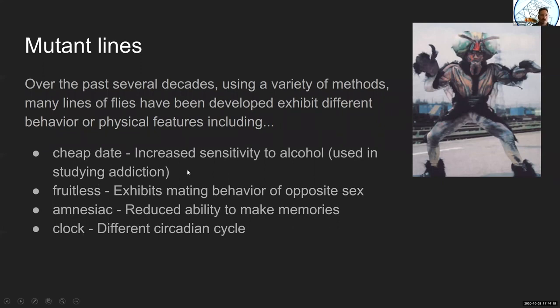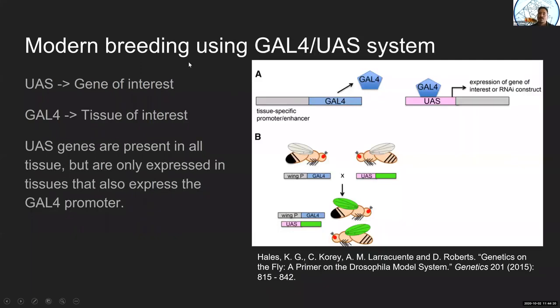Now, most of the modern breeding happens using systems like the Gal-4 UAS system. And again, I'm not gonna go through this in extraordinary detail, just to say that when you combine the Gal-4 and the UAS system together, that protein codes for ion channels that are light sensitive in a neuron. And so by shining light on that neuron, you can open the pore and essentially depolarize or activate or deactivate the neuron.